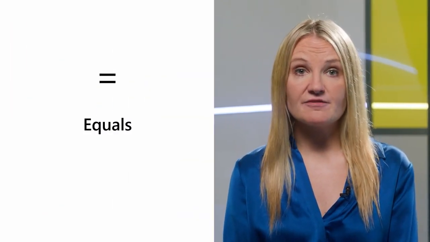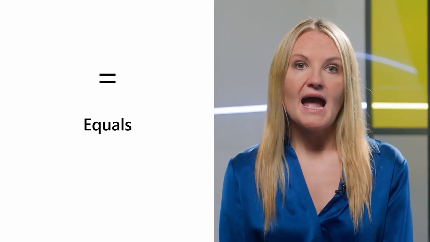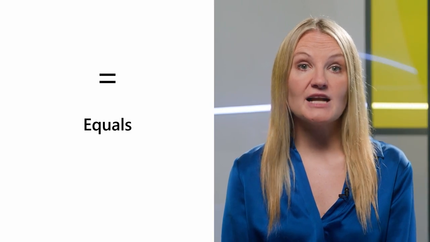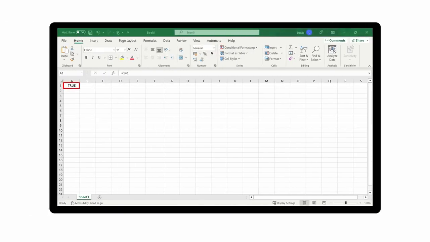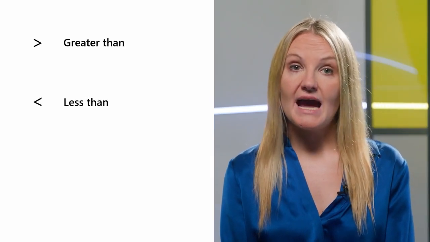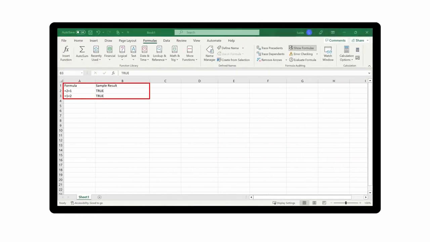The equal sign is the first of the mathematical operators that Excel uses in logical functions. Excel uses this operator to check if the value of one item is equal to that of another item. For example, a formula that tests if 1 equals 1 would return the value of true. The logical symbols greater than and less than are used by Excel to test if one value is larger or smaller than another. An Excel formula that performed the logical tests 2 is greater than 1 and 1 is less than 2 would return an answer of true for both tests.